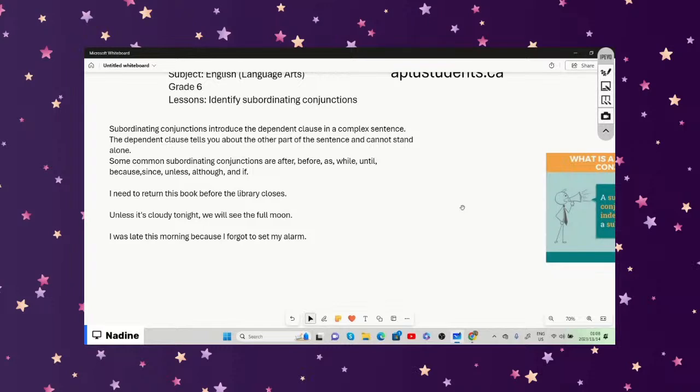So some of the common subordinating conjunctions, right? It's after, before, as, while, until, because, since, unless, although, and if. Those are the subordinating conjunctions.